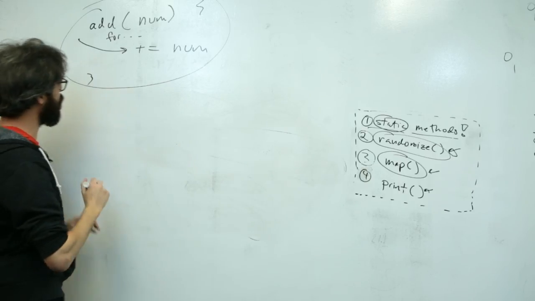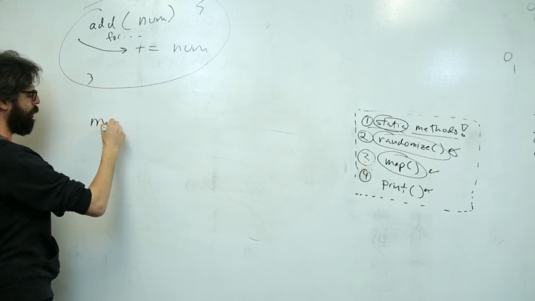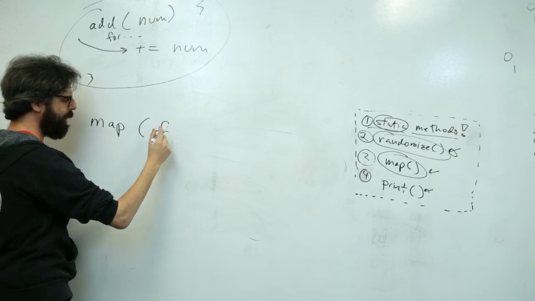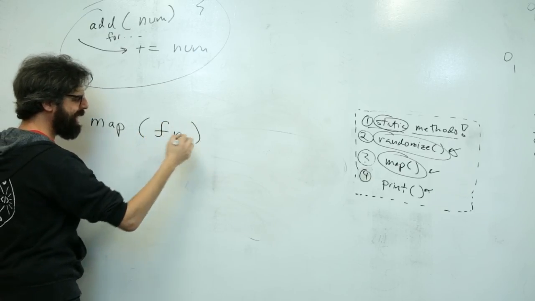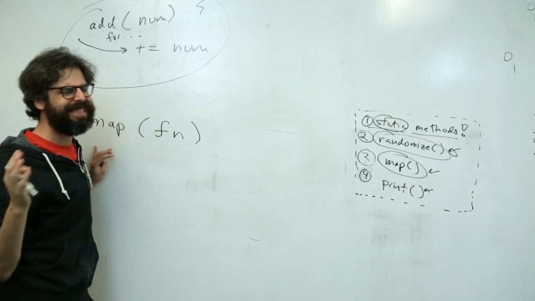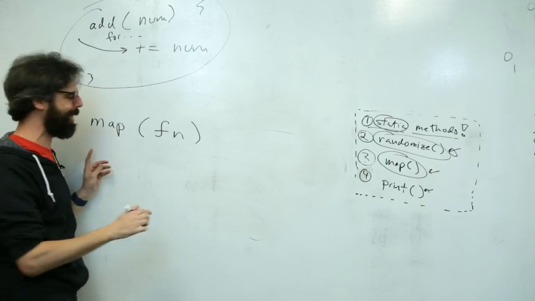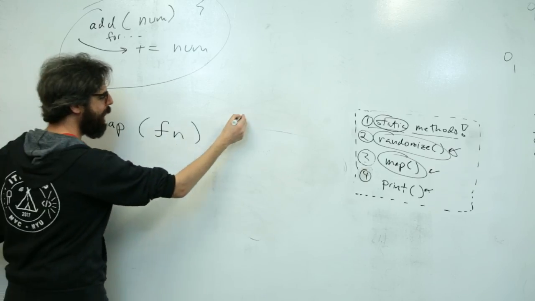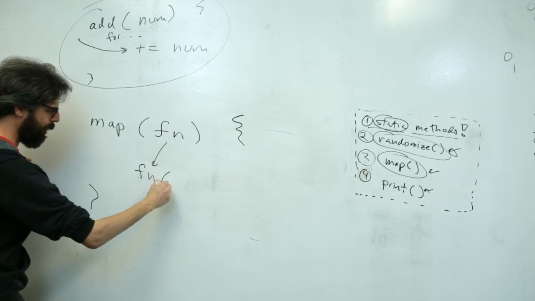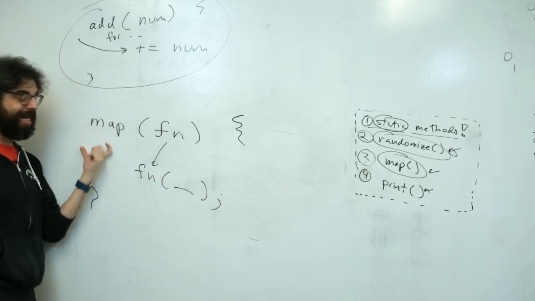What I'm saying I want to do is create a function called map. And what that function does is it receives a variable. Maybe I'll call it fn right now for function. Maybe callback, but it's not really a callback. So it's not a callback. fn for function. And what it's going to do is execute this function somewhere in the code.